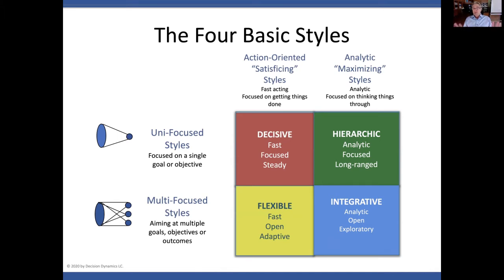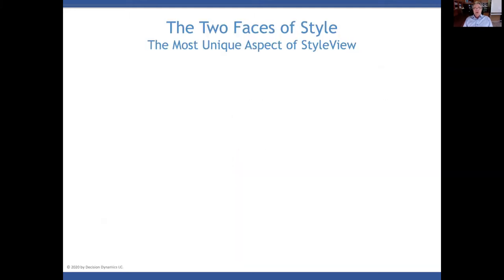So those are the four basic styles of decision making, and you can see that they're quite different from each other. The integrative and the decisive styles are absolutely opposite. The hierarchic and the flexible styles are absolutely opposite. Now, if you were to do the StyleView assessment, you'd get two different profiles, same four styles, but twice. And the distinction I'm making here is probably one of the more important aspects of the StyleView model.